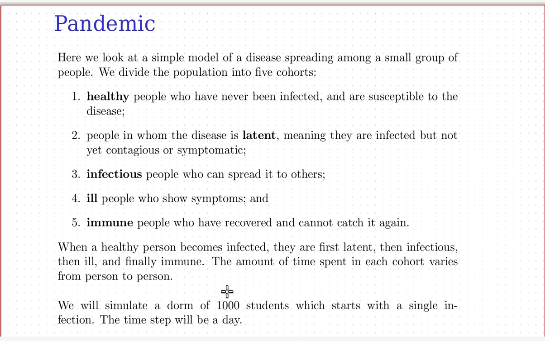And as I said, we will look at a dorm of 1,000 students, which starts with a single infection, just a single person who's infected, right? And we'll model it in time steps of 1 day, right? So each day we'll model the people interacting with one another, possibly some infectious person infects some healthy person, and the disease spreads. And each day, people may or may not go on to the next stage of the illness, depending on how much time they spend in each stage.